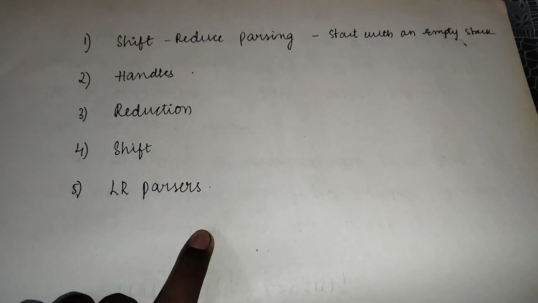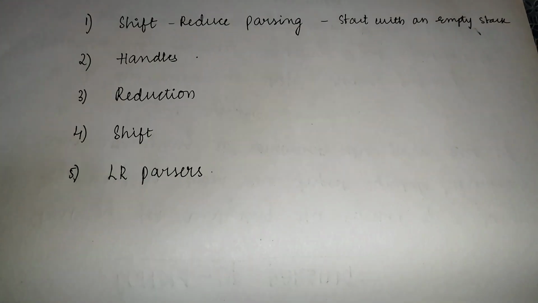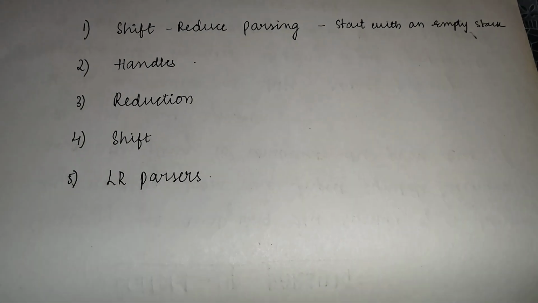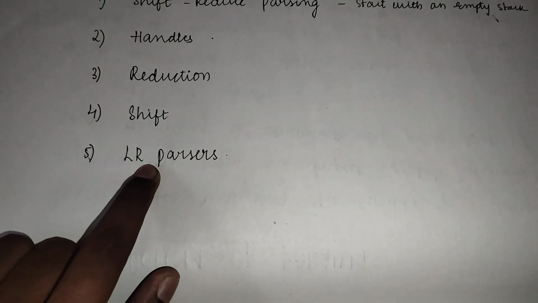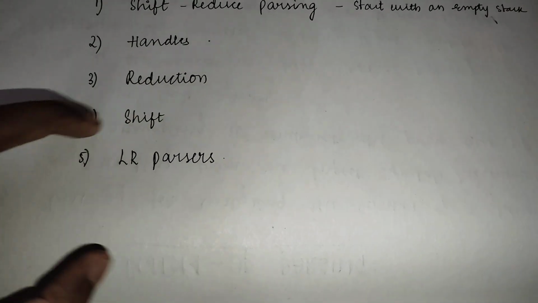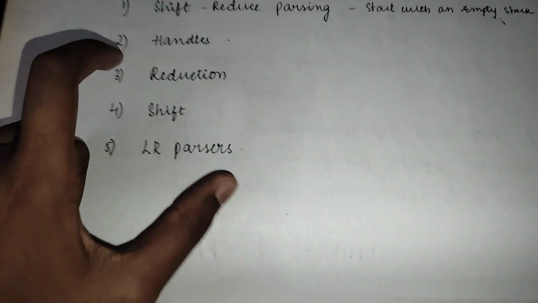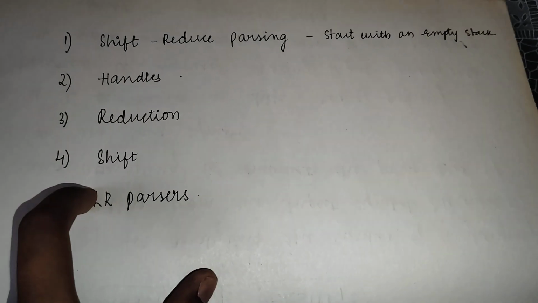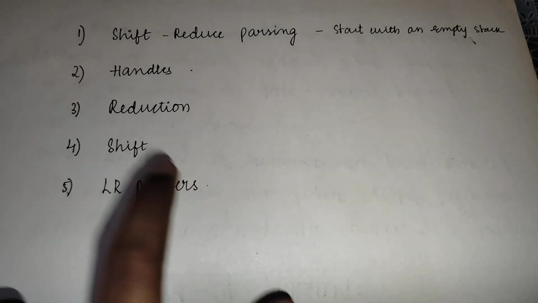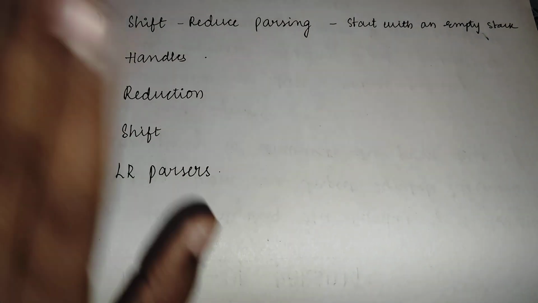The next one is handles. A handle is a substring that matches the right hand side of a production rule, and whose reduction to the corresponding left hand side is a step in the reverse of the rightmost derivation. We explained production rules and grammar rules in the previous video. All of this is not required, so in simple words: a handle is a substring which matches the right hand side of a production rule, and whose reduction is to the corresponding left hand side. That is enough.